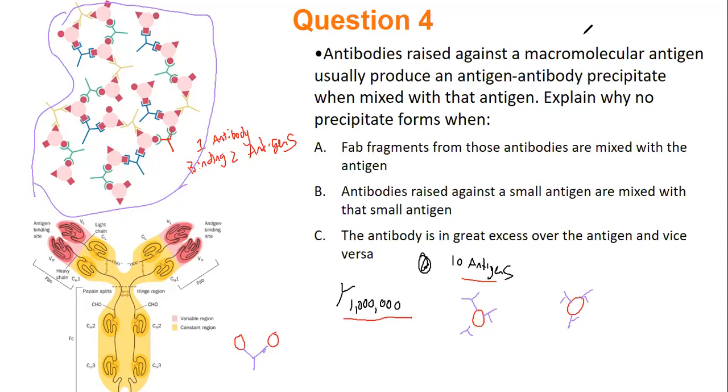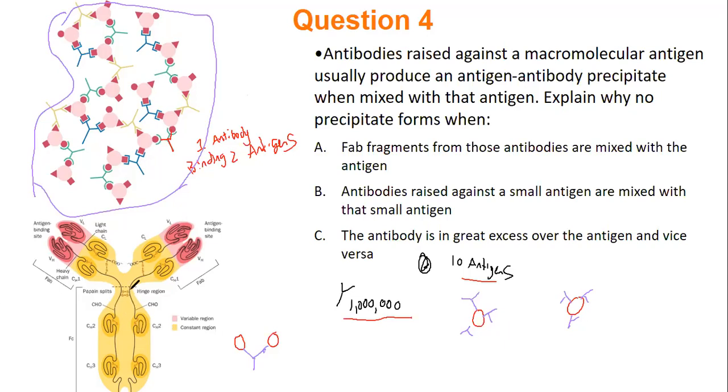Can a precipitate form without constant regions? Like the antigen is bound to 2 Fab fragments, but no constant part. That's kind of like what A is saying. And it's not possible unless something is holding those 2 Fab fragments together. So how would that work?